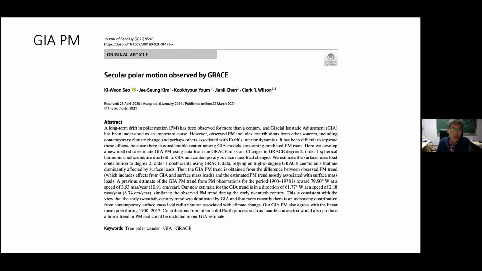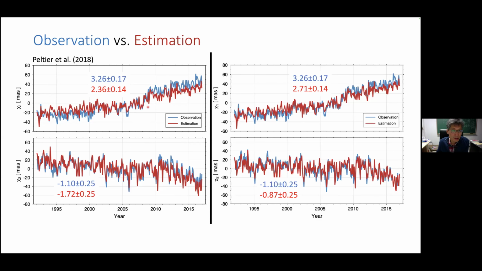And in 2021, my colleague and I actually published a paper in the Journal of Geodesy to refine the GIA model for GIA polar motion. So I don't want to talk about technical details of the methodology. If you are interested, please see this paper. So anyway, with the methodology developed in this paper, we can refine the GIA model to have better GIA polar motion. So this is the result. Again, this is the same plot I showed you before when I used the Peltier GIA model for GIA polar motion.